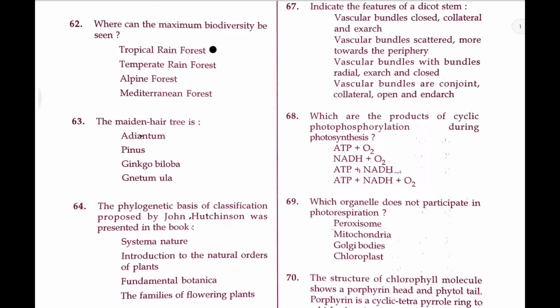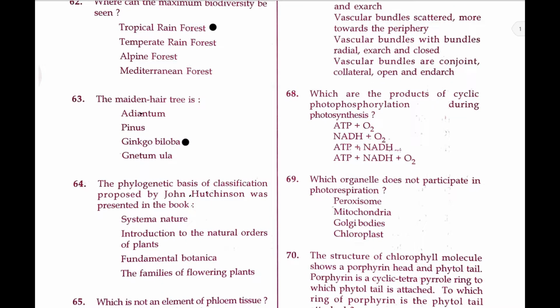Next question. The maiden hair tree is dash. The answer is C, that is Ginkgo biloba. You have to remember the maiden hair fern is called Adiantum. Next question. The phylogenetic basis of classification proposed by John Hutchinson was presented in the book dash. The answer is The Families of Flowering Plants.